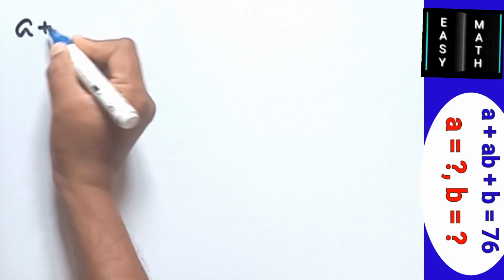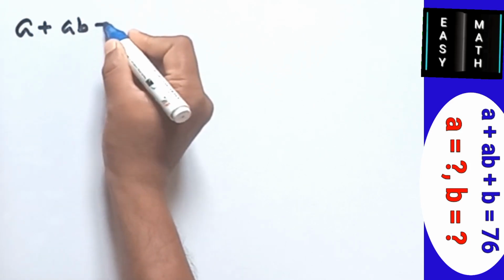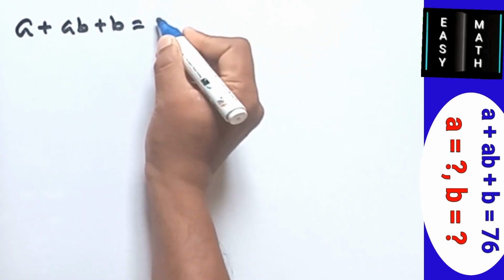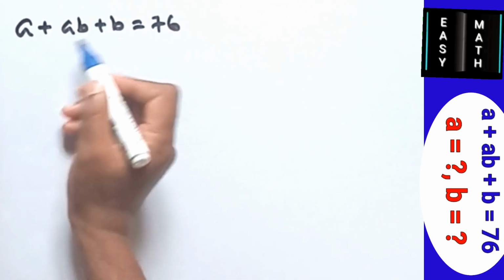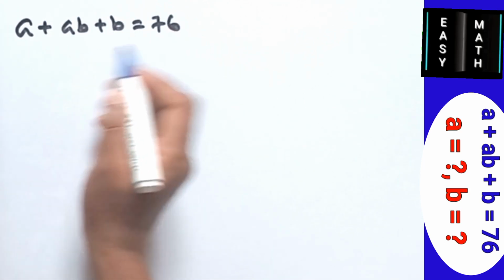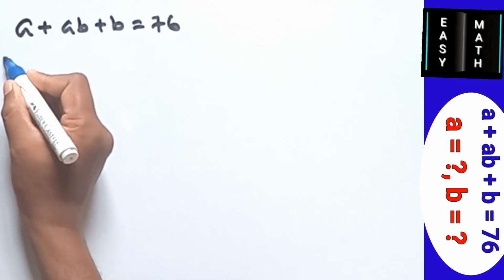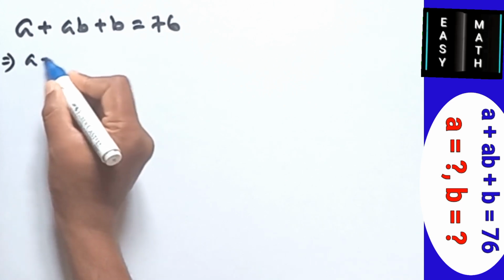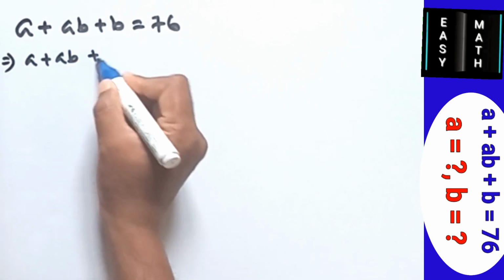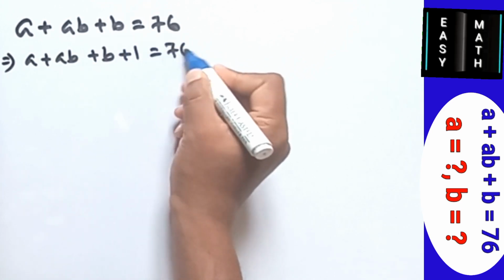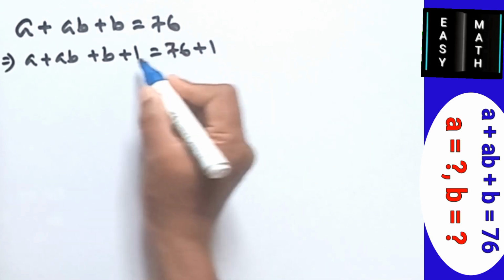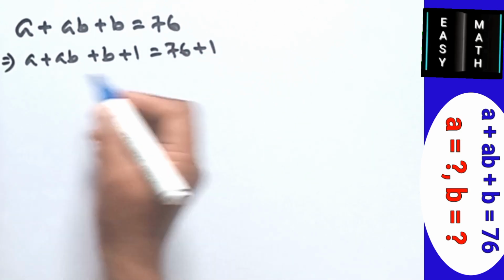A plus AB plus B is equal to 76. Find the A and B value. How? First we can write A plus AB plus B plus 1 and 76 plus 1, adding plus 1 to both sides.